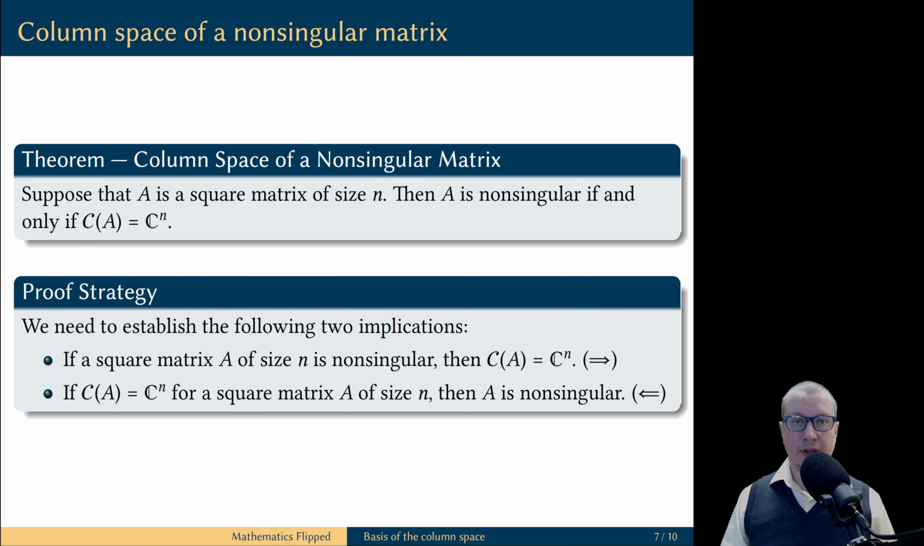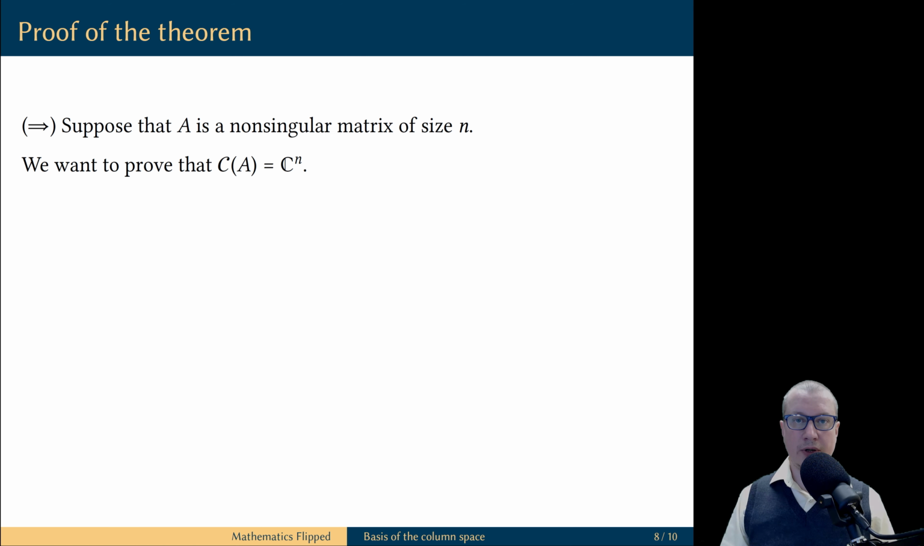This is an if and only if statement, and therefore there are 2 implications for us to establish. In the forward direction, we are going to assume that the given matrix A of size n is non-singular, and we would like to prove that its column space is all of Cn. Before we proceed, let's understand what it is that we need to prove. We are asked to prove that the column space of A is equal to Cn.